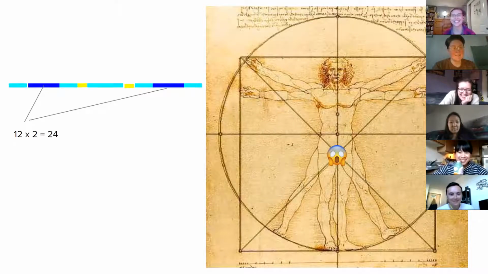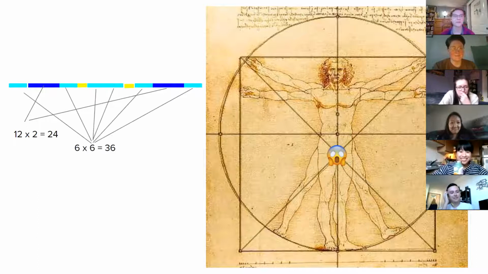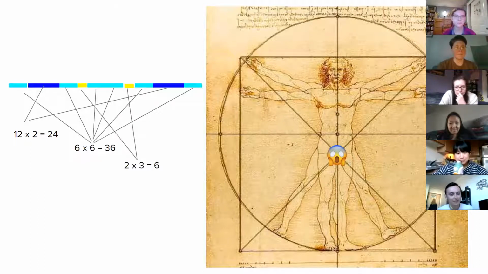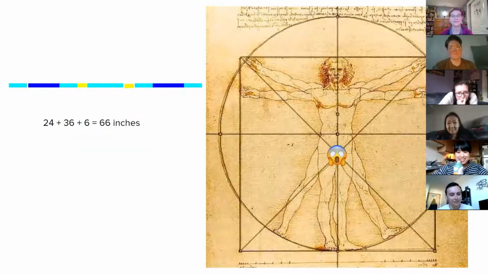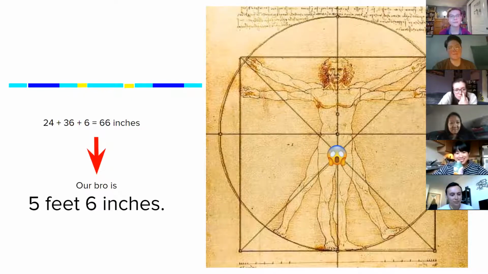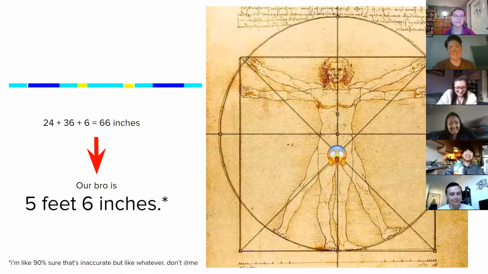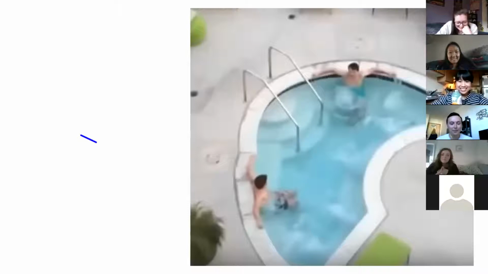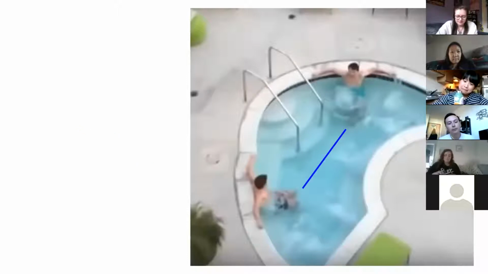Anyway. 12 times 2, that's 24. Then we get the 6 pieces of your hands, which are 36. And we get 2 times 3, which is also 6. That's math I can solve. We add them together, we get 66 inches, which means our bro is 5 feet and 6 inches. I'm pretty sure that's inaccurate, but that's okay. We'll keep going. Back to his forearm, and that's like 5 forearms. So that's like 5 feet.